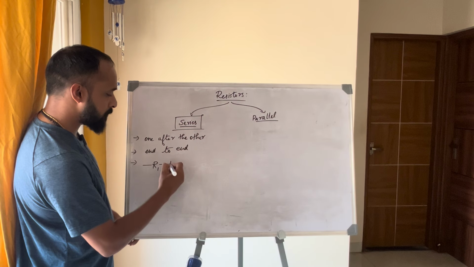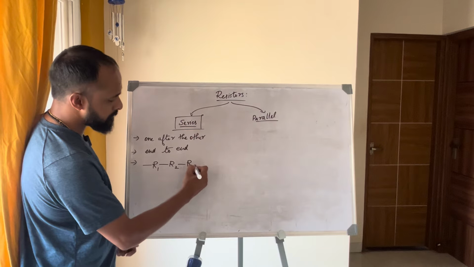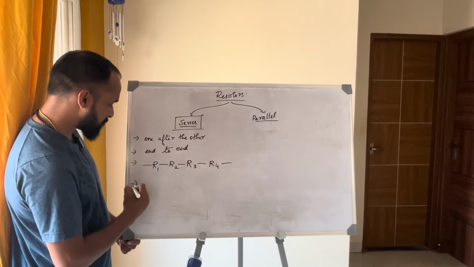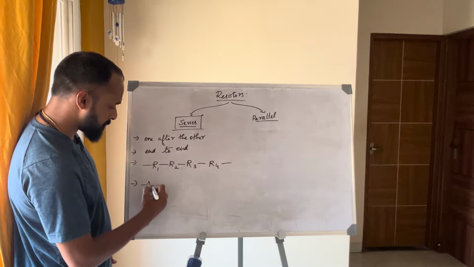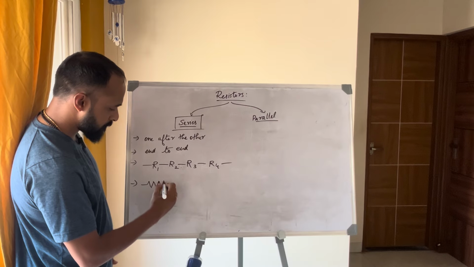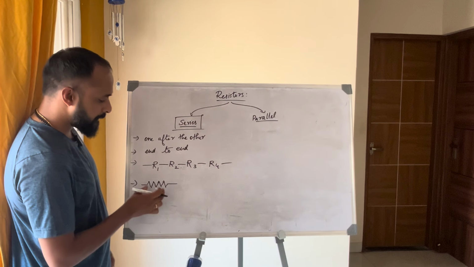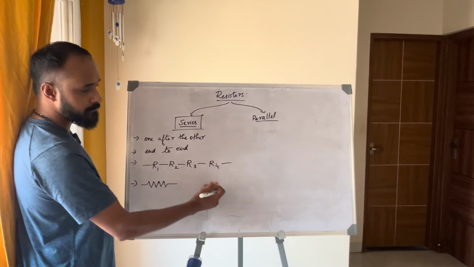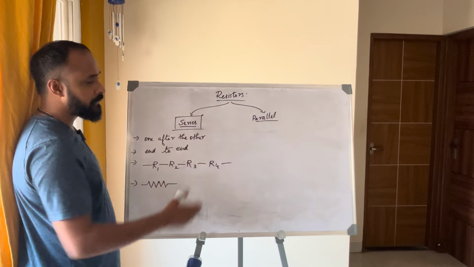Clear? Next, we can describe that connection as, let's say, resistor 1 connected to resistor 2 connected to resistor 3 and then connected to resistor 4, if I have 4 resistors. And you guys know the symbol for a resistor, it's similar to a zigzag line. If I take this to be resistor 1, I'll have 4 such things connected one after the other. This is how we connect in series.